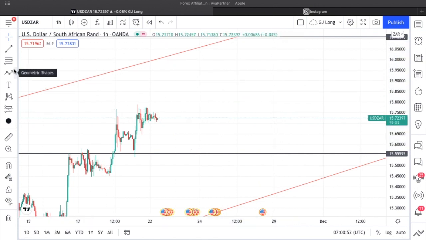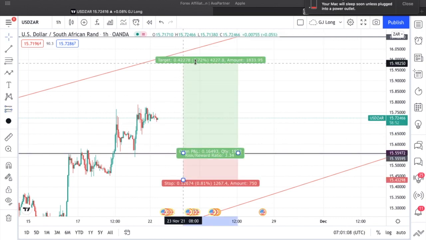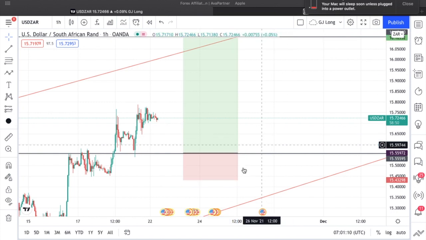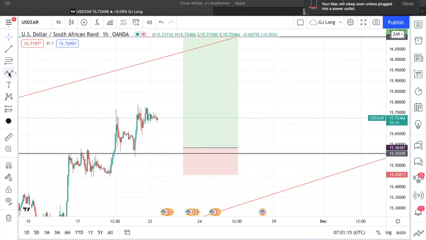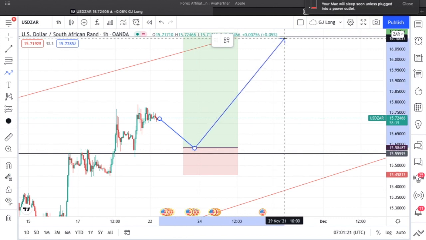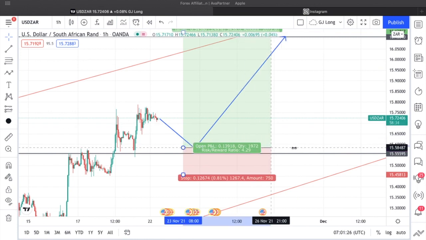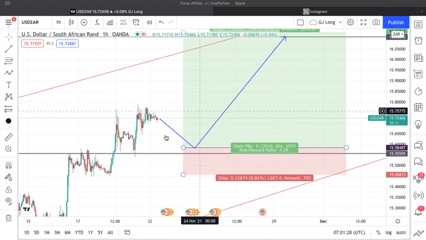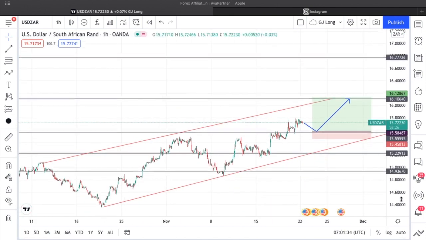But if that does not happen, then we will anticipate taking our buy position at the support level, which is a good area of confluence. So hence I'm putting my targets the way they are now. As I've said, we're anticipating a push to the downside and then a continuation to the upside. And also the risk reward ratio makes sense. It is over 4:1. So yeah, here's my USD ZAR for the upcoming week.